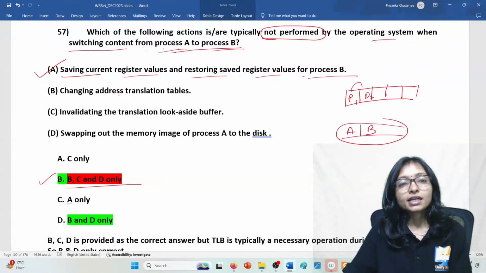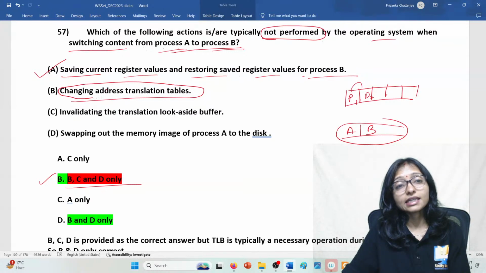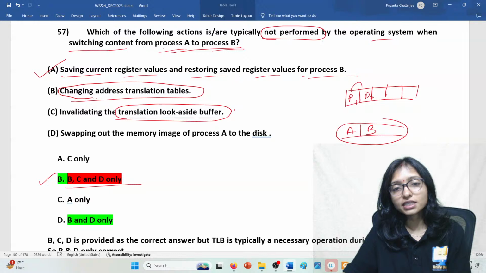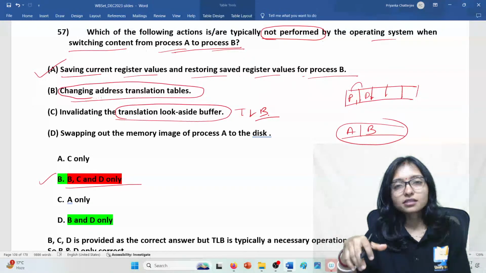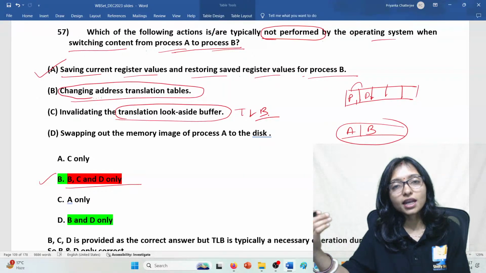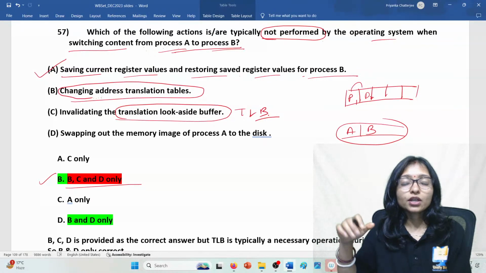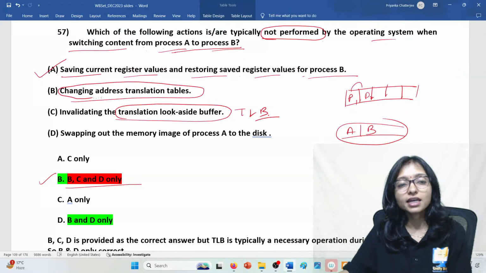This is required. Changing the address translation table, that is actually the TLB. Okay, is changing the address translation table required or not here? This is the translation lookaside buffer, the TLB, where we store the translations from logical address to physical address, so that at the time of paging it is quick, with no need to search, and you can go directly to the physical address. That's why this TLB is required.